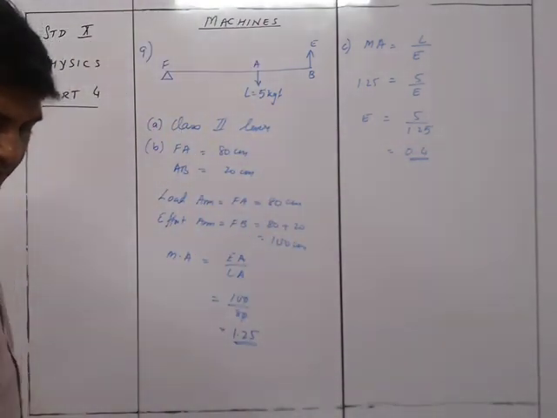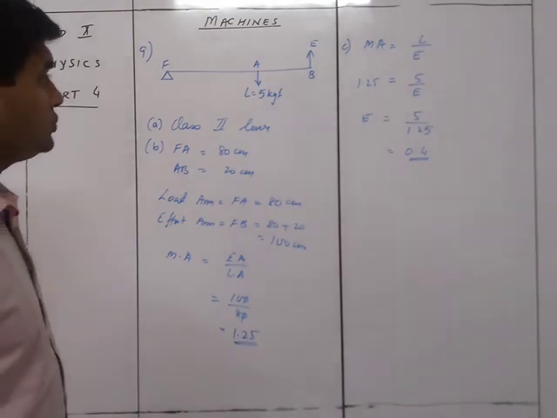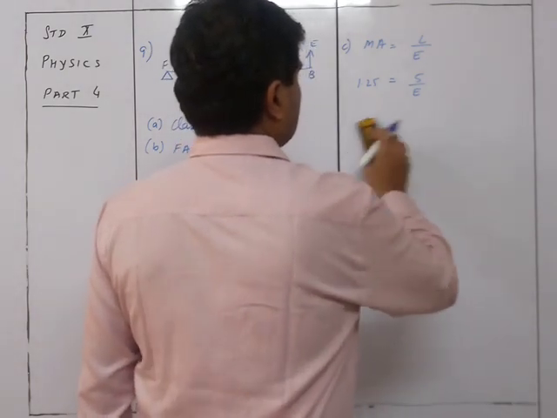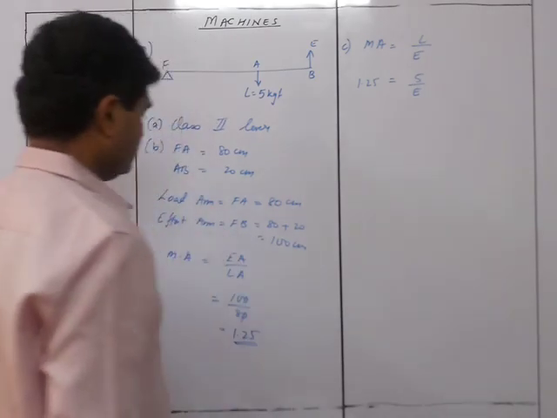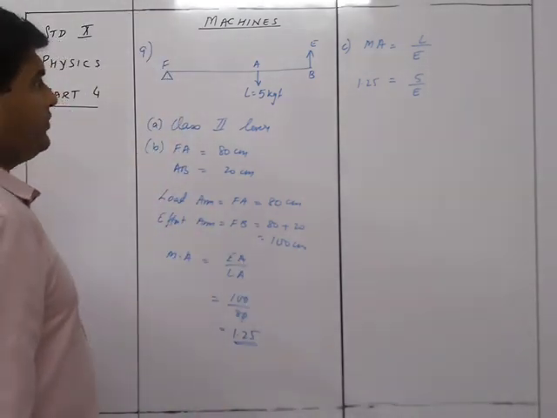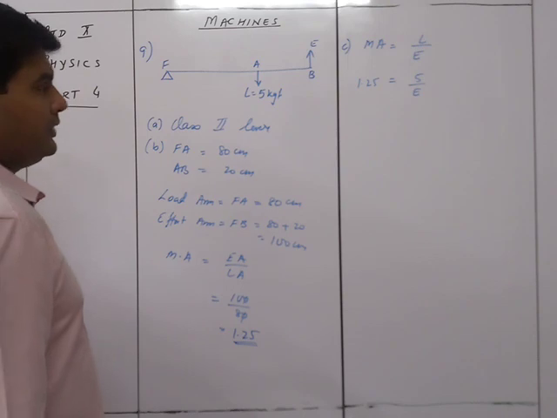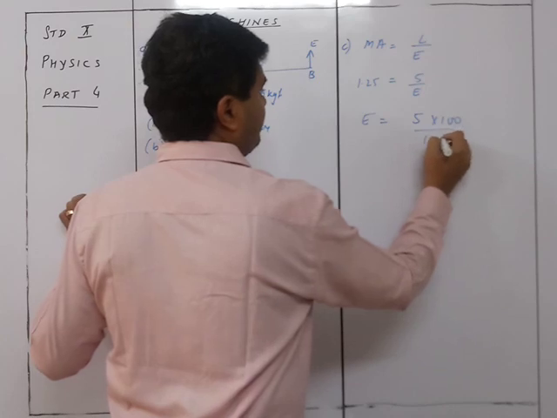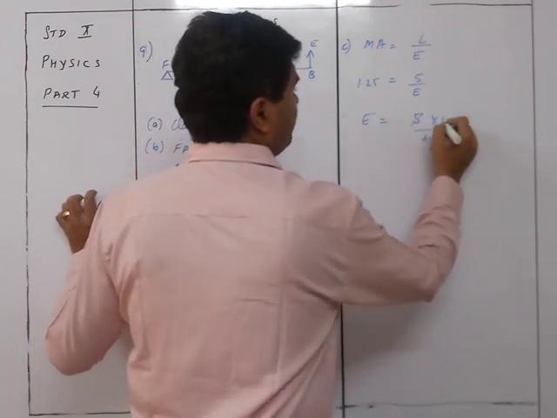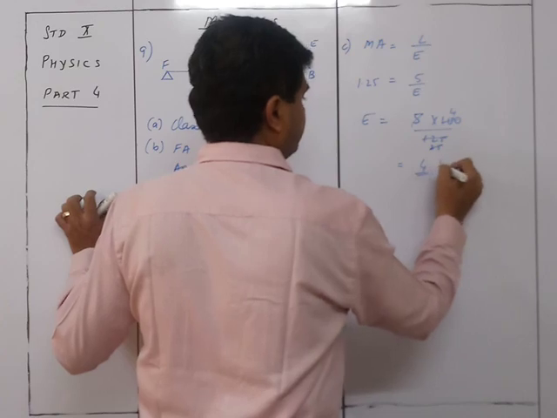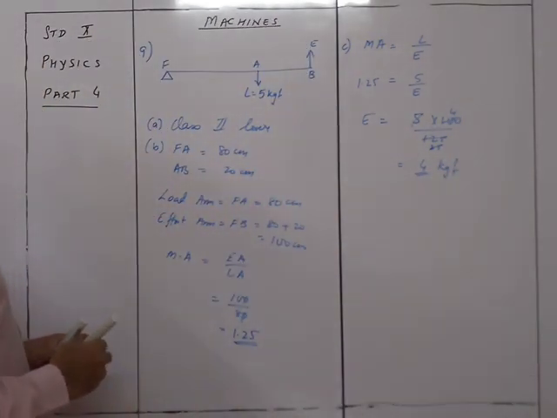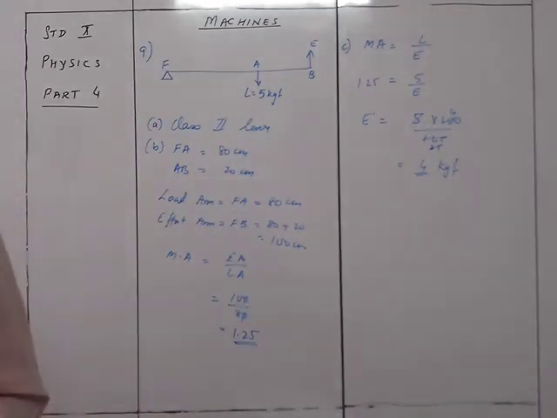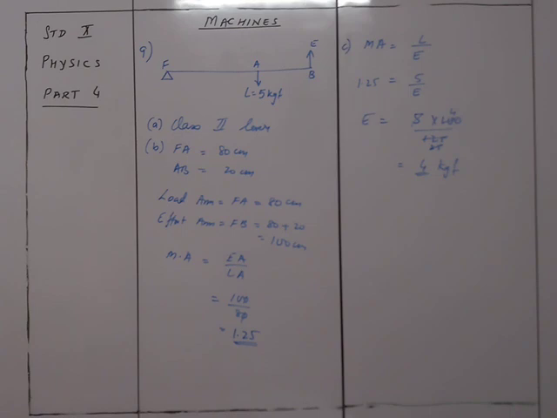One second. Load is equal to 5. Yeah, that's right. So effort is equal to 5 into 100 upon 125. So 5 into 125, and then 4. So yeah, this is 4 kgf. Not 0.4, 4 kgf. That was sum number 9. Okay. I think we'll continue in the next video.